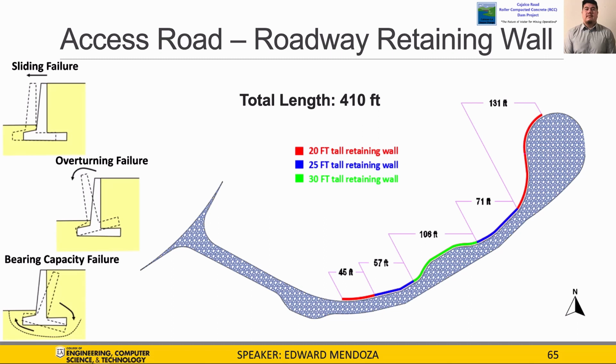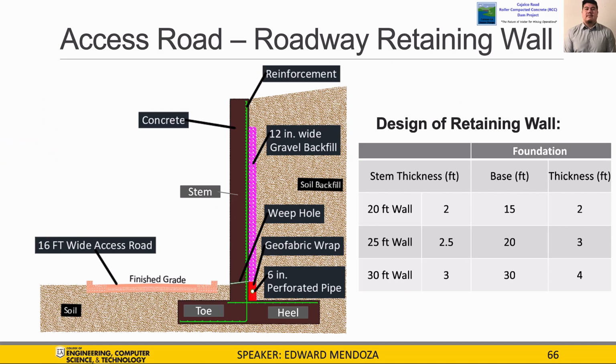Each wall was placed accordingly depending on the height of our access road compared to the height of the existing ground. Here on the left, you can see a general cross-section of what each retaining wall will look like along the road. It will be a cantilevered concrete wall, and it will have reinforcement at the stem, toe, and heel, placed where the walls are prone to failure.